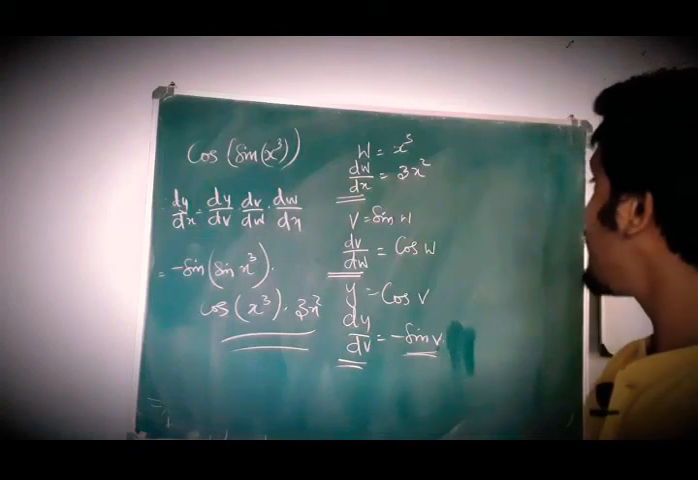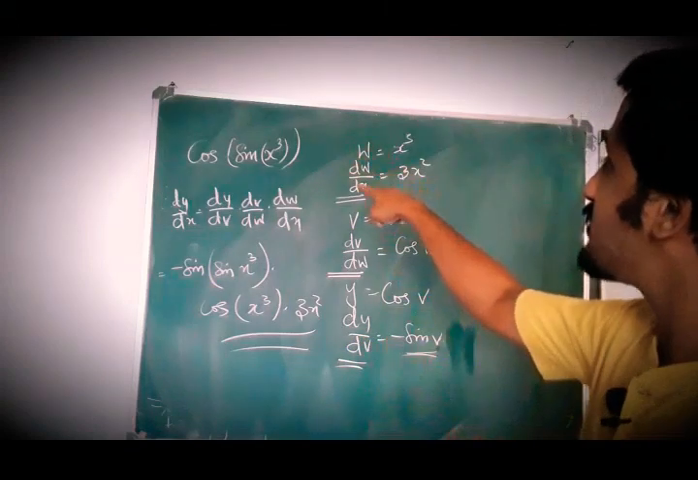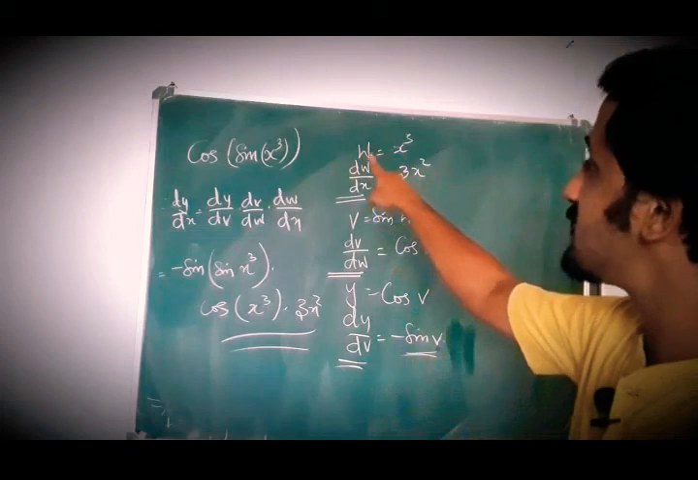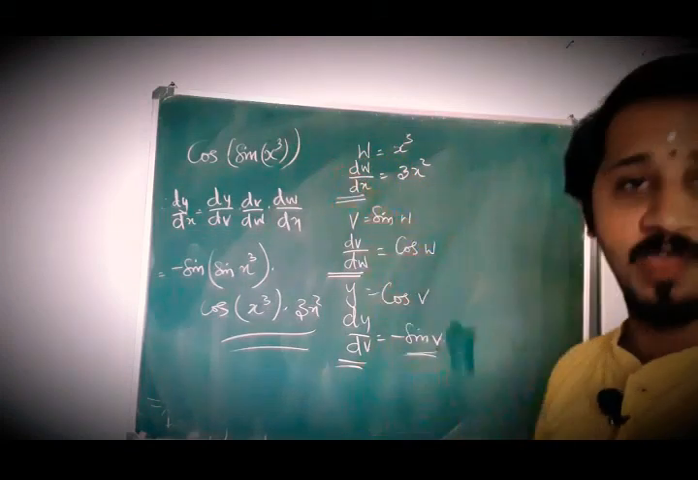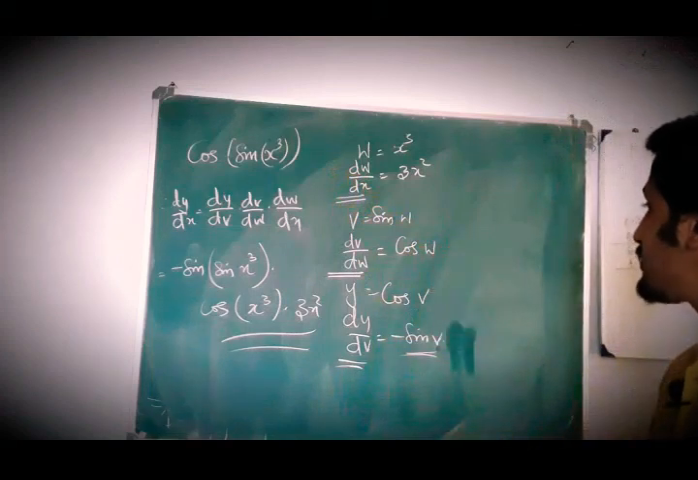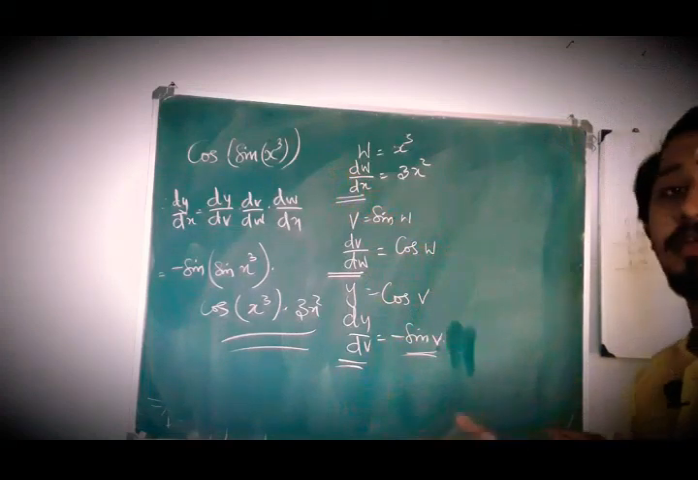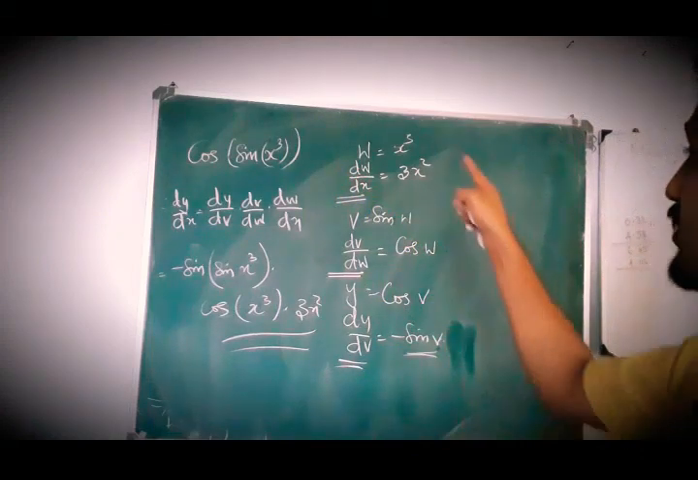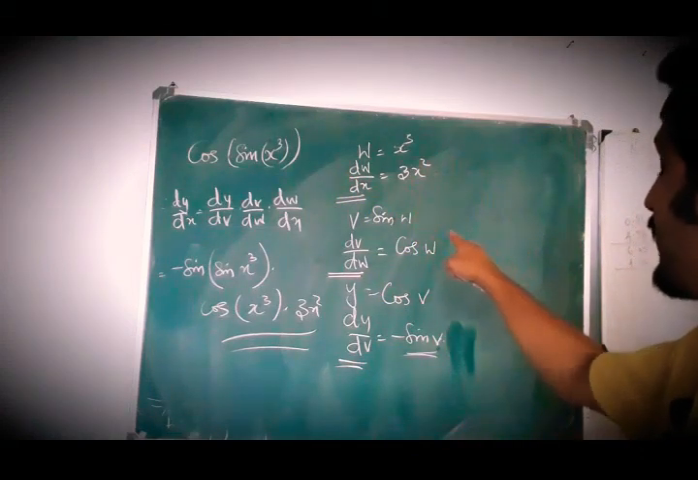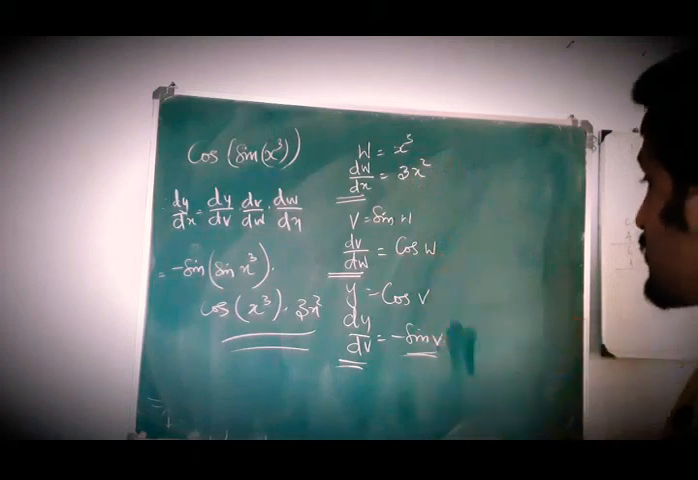So v is nothing but sin w, where w is x cube. Then the derivative of sin w with respect to w is nothing but cos w. So dv by dw is nothing but cos w.